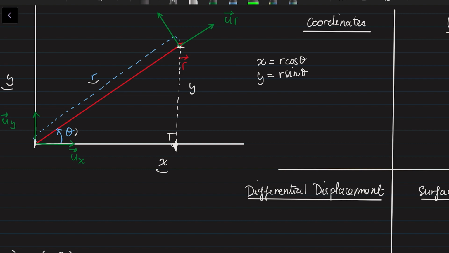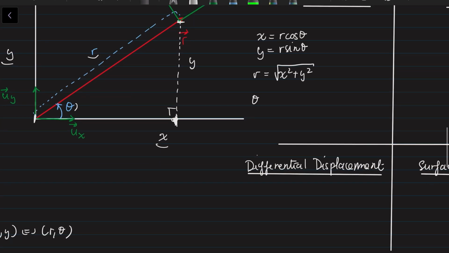We also can express r in terms of x and y by using Pythagoras' theorem, right? So r is just the square root of x squared plus y squared. And finally, we see that y over x is equal to the tangent of theta, so theta is the arctangent of y over x. Okay, so this is how we go back and forth between r and theta and x and y.